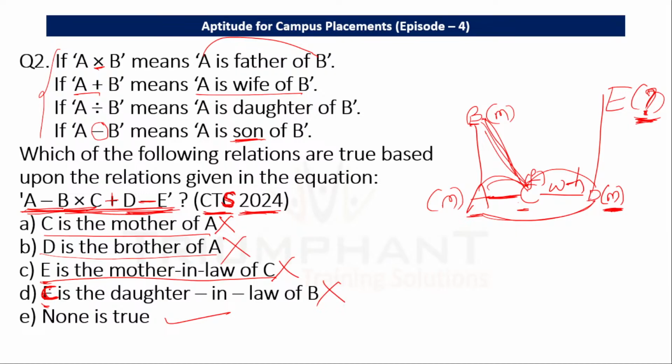There is a correction in option D. It should be C because there is no F in the statement. There is an error in the question. But that is also wrong because C is the daughter of B, not daughter-in-law. So therefore, none of the options provided is true.